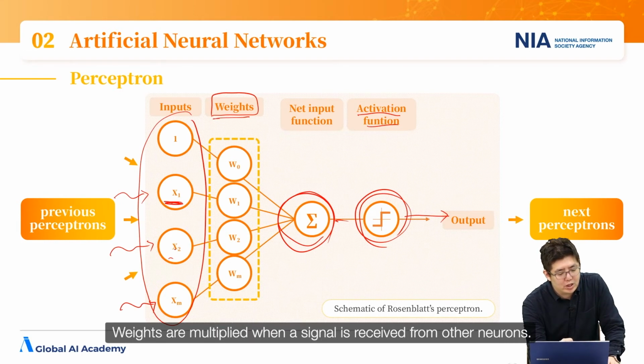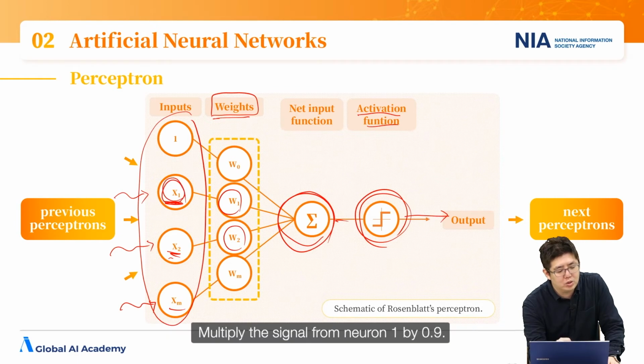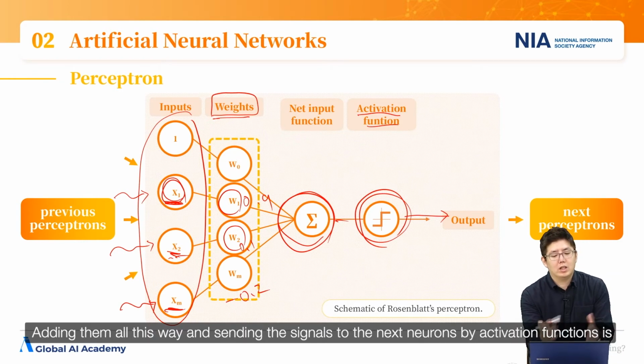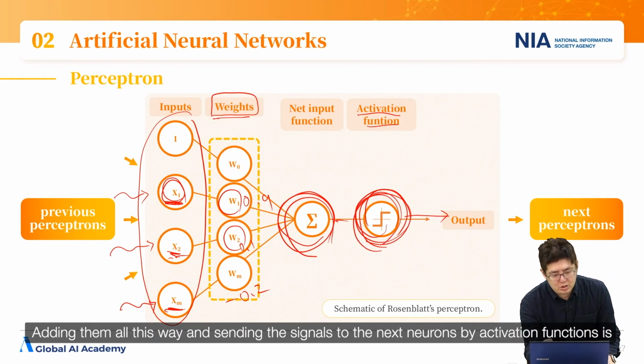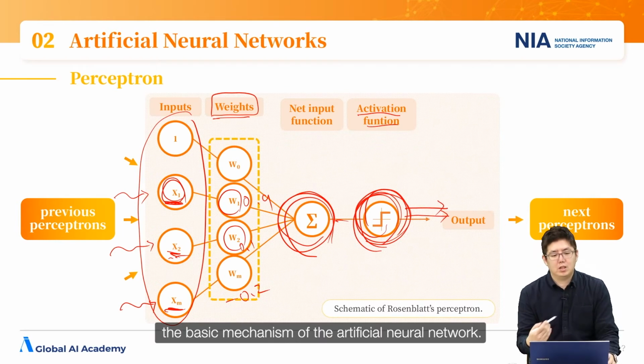Weights are multiplied when a signal is received from other neurons. Multiply the signal from neuron 1 by 0.9. Multiply the signal from neuron 2 by 0.1. Multiply the signal from neuron 3 by 0.2. Adding them all this way and sending the signals to the next neurons by activation functions is the basic mechanism of the artificial neural network.